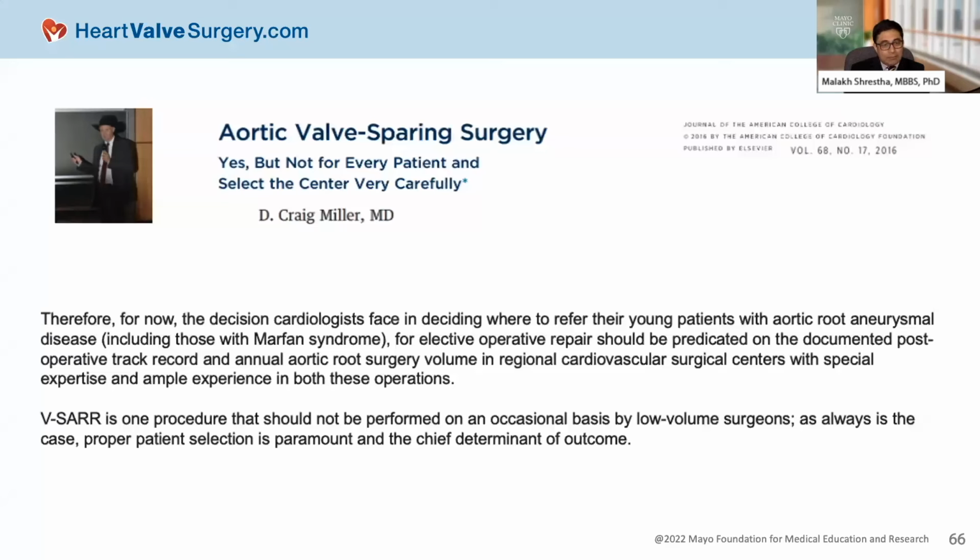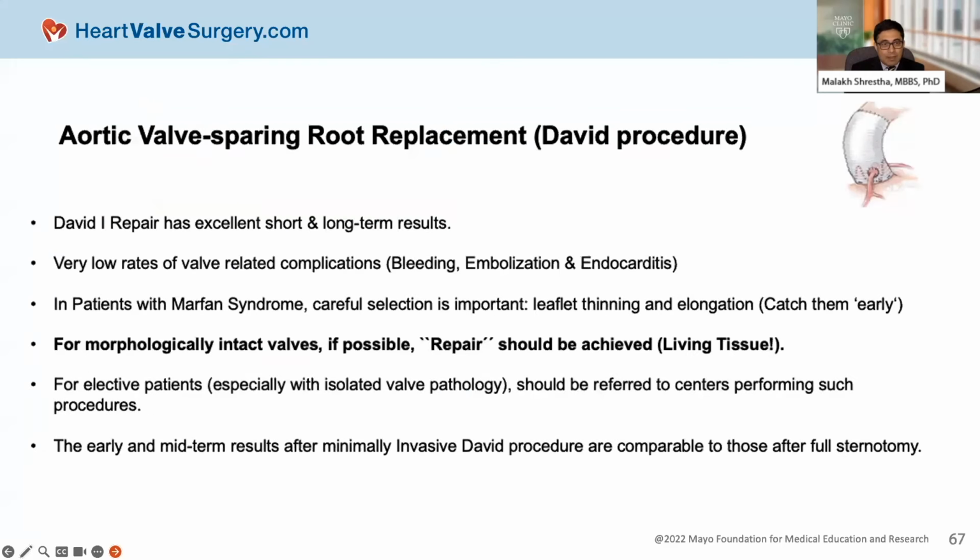And what he says is that, of course, these are difficult operations, so please come to centers that do a large number of these operations. The surgeon has to be very experienced, but the whole team has to be experienced also. So he says it should be the right patient, at the right center, done by the right surgeon. Next slide, please.